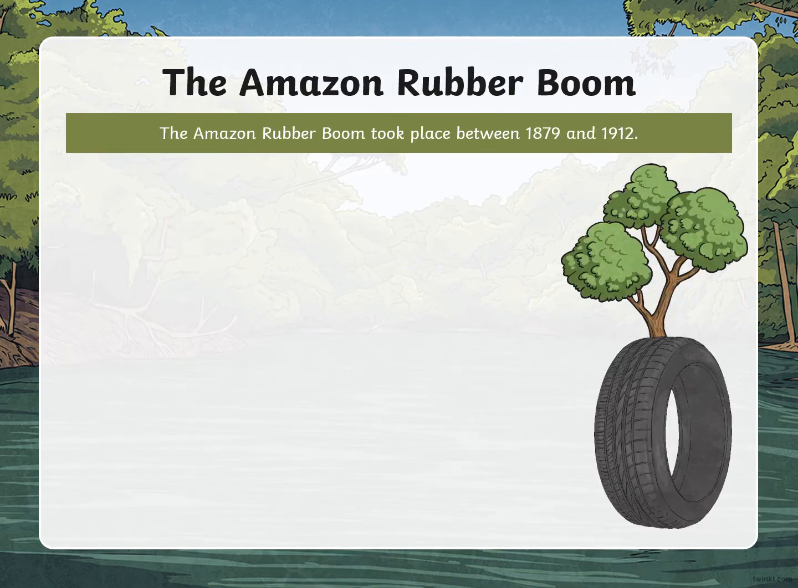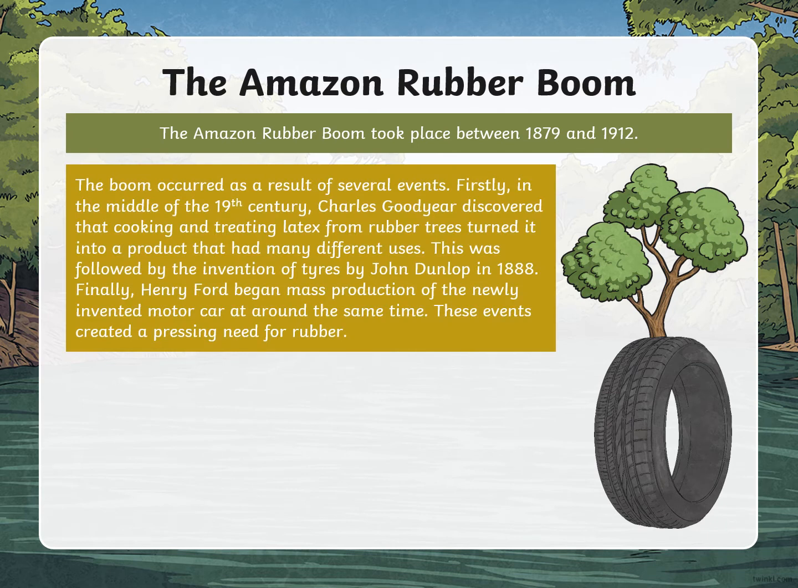So the Amazon rubber boom. The Amazon rubber boom took place between 1879 and 1912. The boom occurred as a result of several events. Now, if you like things like Formula One or you're into cars, you might recognise the two names coming up now as tyre manufacturers. So firstly, in the middle of the 19th century, Charles Goodyear discovered that cooking and treating latex from rubber trees turned it into a product that had many different uses.